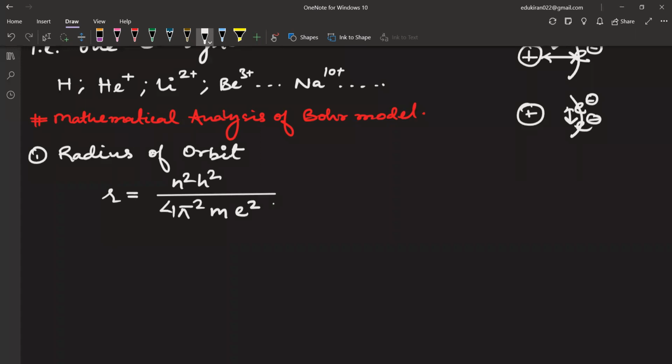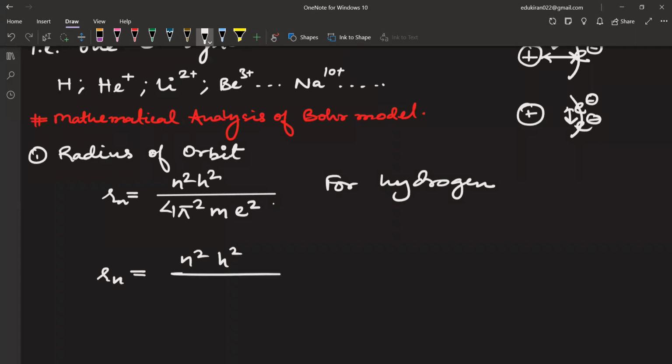Right. This was for hydrogen. And in general, Rn is equal to n square h square upon 4 pi square m e square z. Okay. So if you have lithium 2 positive, helium positive, then वहाँ पे तो number of proton differ करेंगे. So this is for hydrogen like atoms.